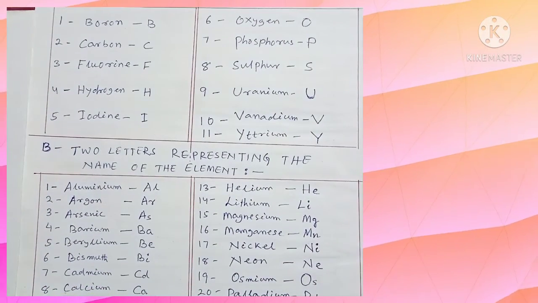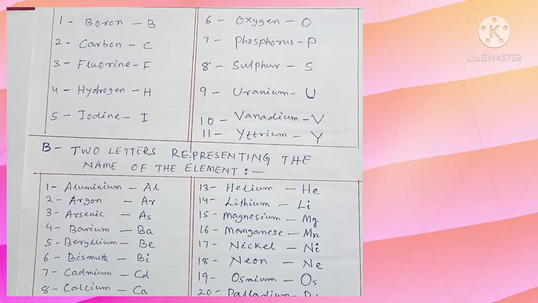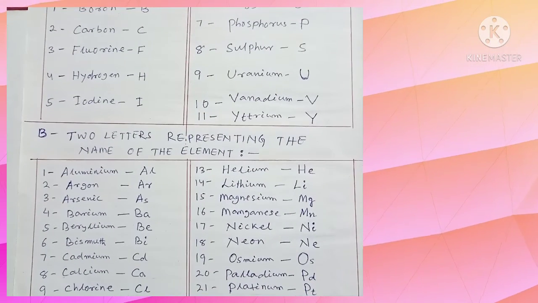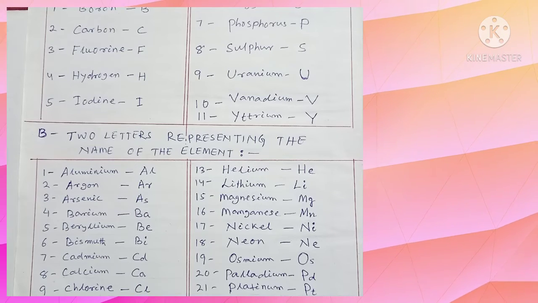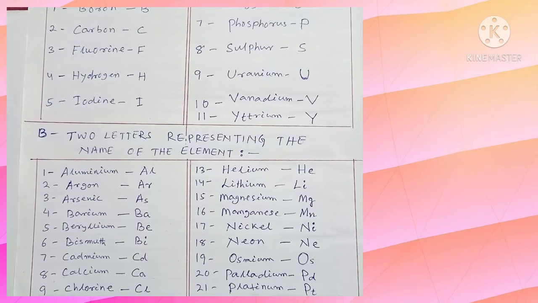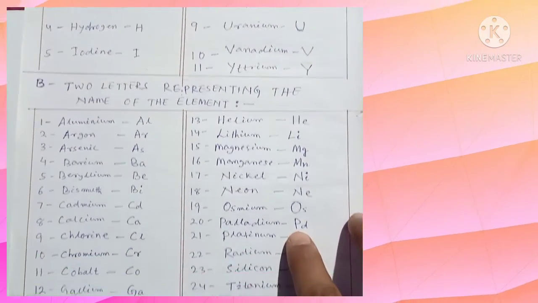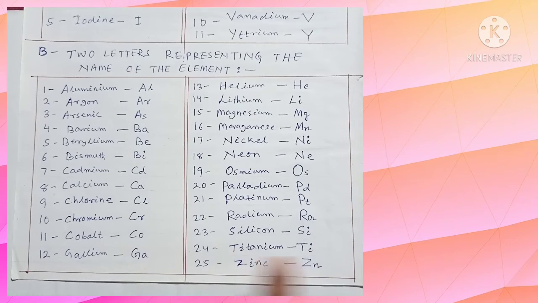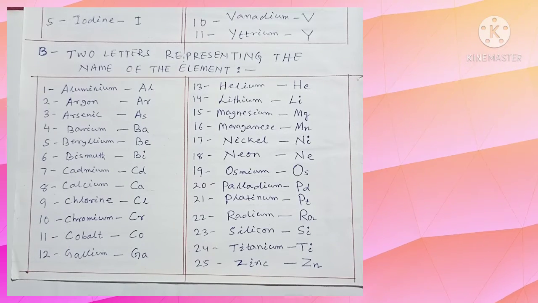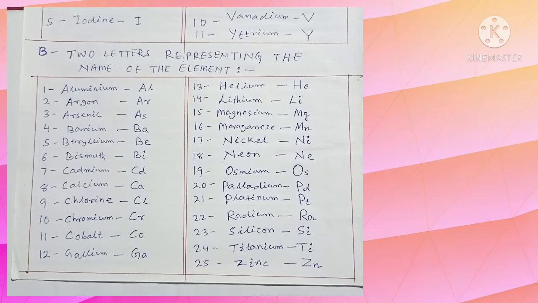Now, two letters representing the name of the elements. For example, here I have given aluminium, capital A, small l; argon, capital A, small r; cadmium, capital C, small d; lithium, capital L, small i; magnesium, capital M and small g. In this way, it is given in the table here. You see it. Not all the names of the elements have been given. A few have been given here.